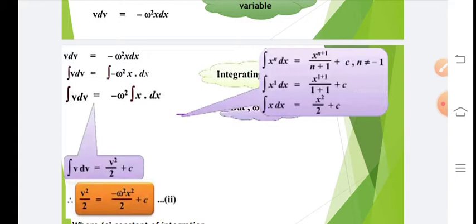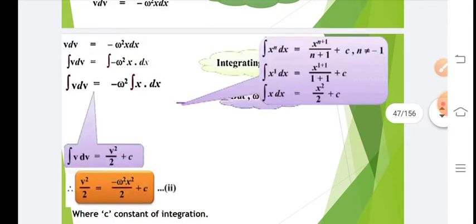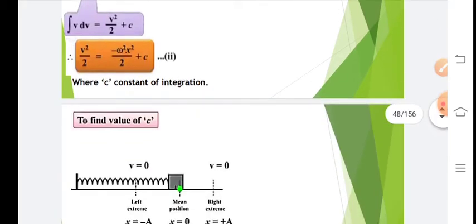By using the formula, integration of x dx is equal to x square by 2 plus c, where c is the constant of integration. So integration of v dv is equal to v square by 2 plus c. So v square by 2 is equal to minus omega square x square by 2 plus c. Suppose this is equation number 2, where c is the constant of integration.